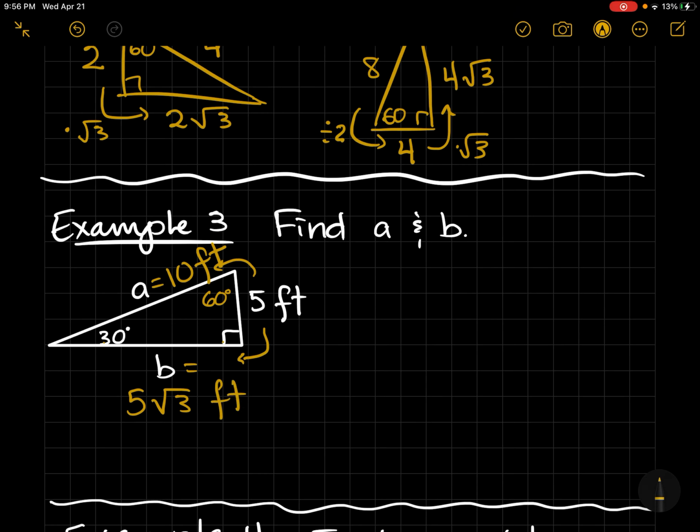If you were really measuring, you'd probably want a decimal approximation. But for now, we're fine with exact value. So A is 10 feet and B is 5 radical 3 feet.